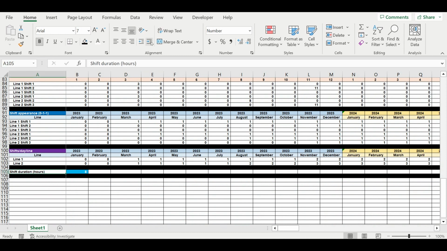Then what we will do next, we need to specify the amount of working days, the work days inside each month. So work days per month. So this will be a new table of inputs. This will be January. So this is the typical year.